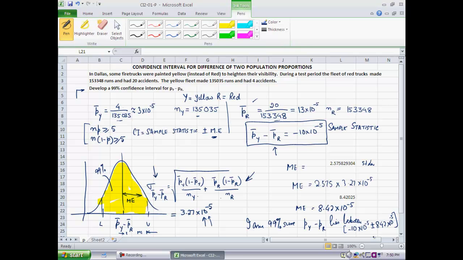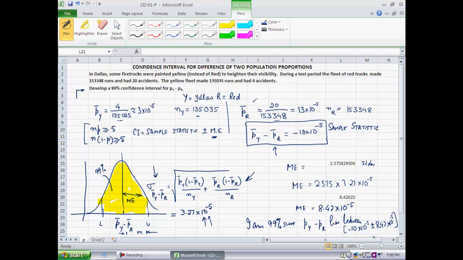It's a sample statistic bracketed on two sides by the margin of error. I missed the decimal point here: 8.42 times 10 to the minus 5. So minus 10 times 10 to the minus 5 plus or minus 8.42 times 10 to the minus 5, or approximately minus 18.4 times 10 to the minus 5 to about minus 1.5 times 10 to the minus 5. That's the confidence interval. So you have the lower limit and the upper limit.